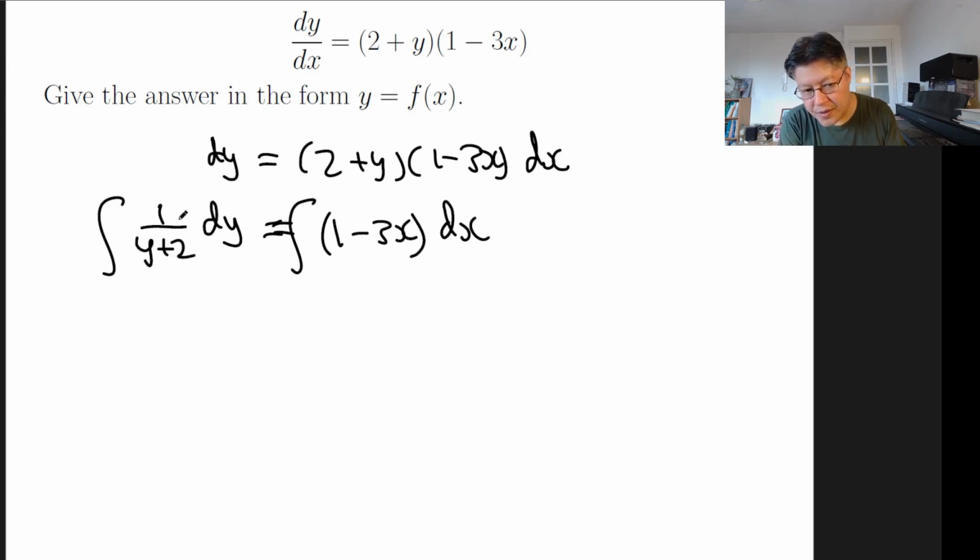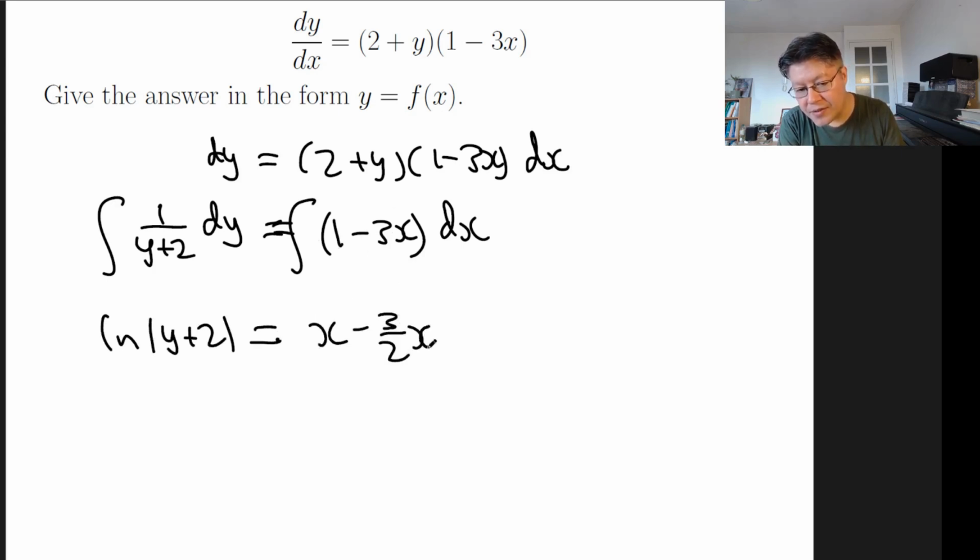So the first one becomes an ln. So ln mod y plus 2 equals, and on the right hand side we can integrate that. We get x minus 3 over 2 x squared plus a constant. So we only have to add a constant to one side, even though there's two integrations, because the constant here can get absorbed into this constant here. So this is the general solution. We've actually done the first part.